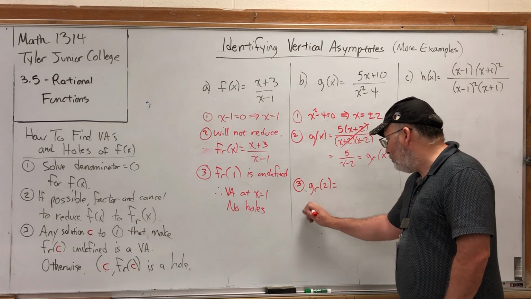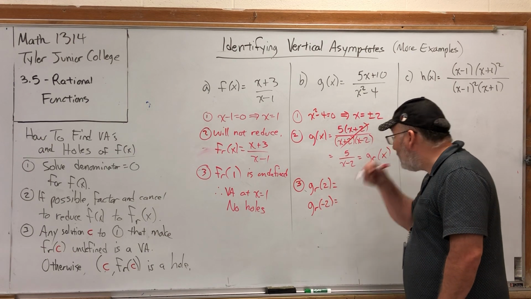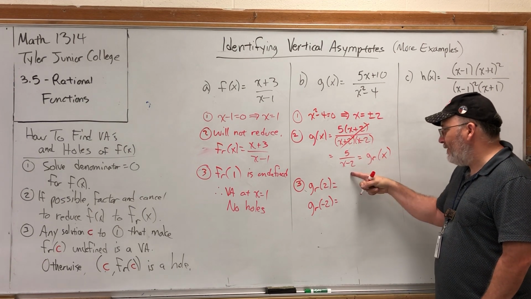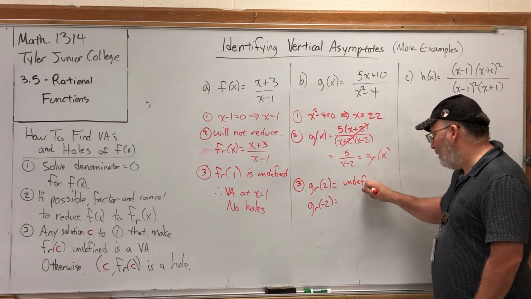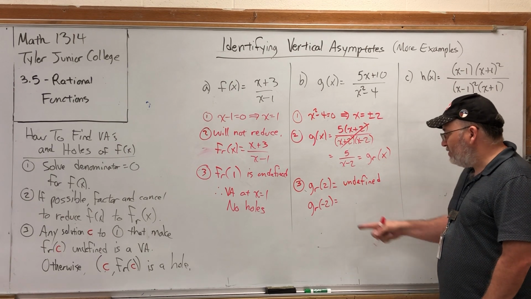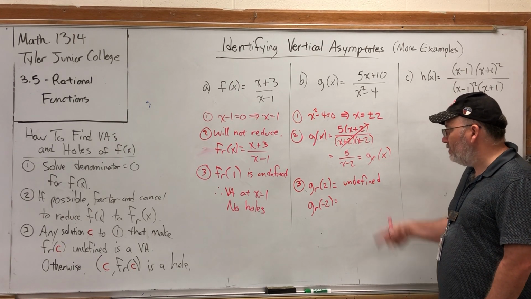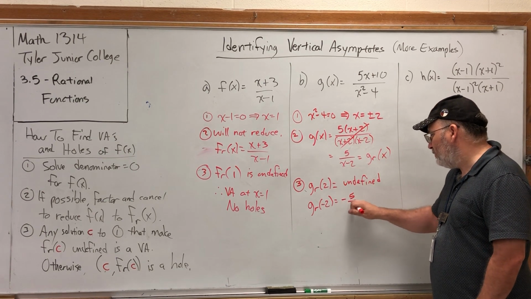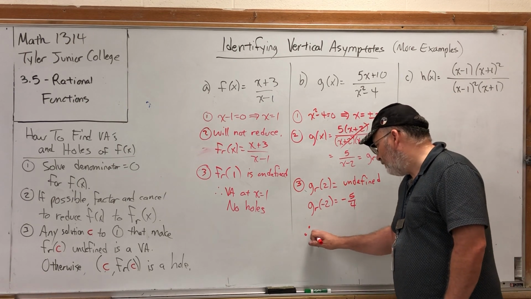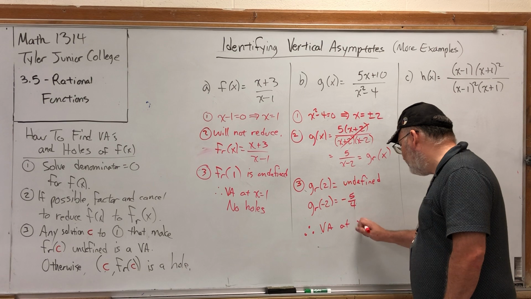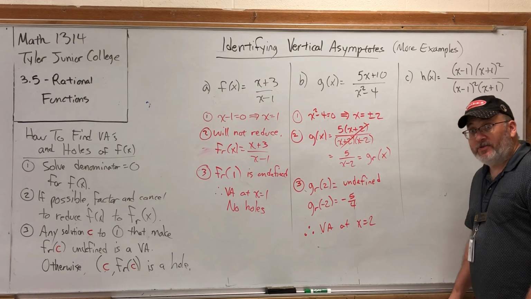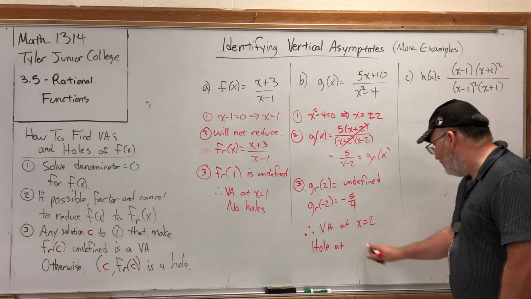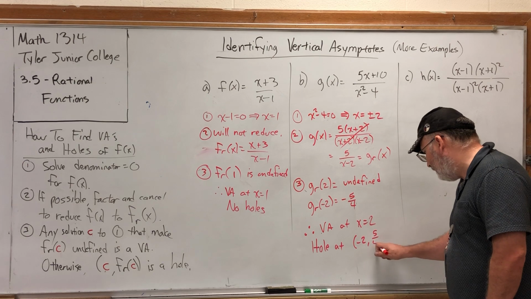So g_r of 2 and g_r of negative 2. If we substitute 2 into this function, it will be undefined, 5 divided by 0. However, if we substitute negative 2 into the reduced function, we'll get 5 on top, negative 4 on the bottom, and so we get negative 5/4. So our conclusion is there's a vertical asymptote at x equals 2, because it was still undefined in the reduced function. But now we know there's a hole, and we know exactly where it's at. It's at negative 2, negative 5/4.